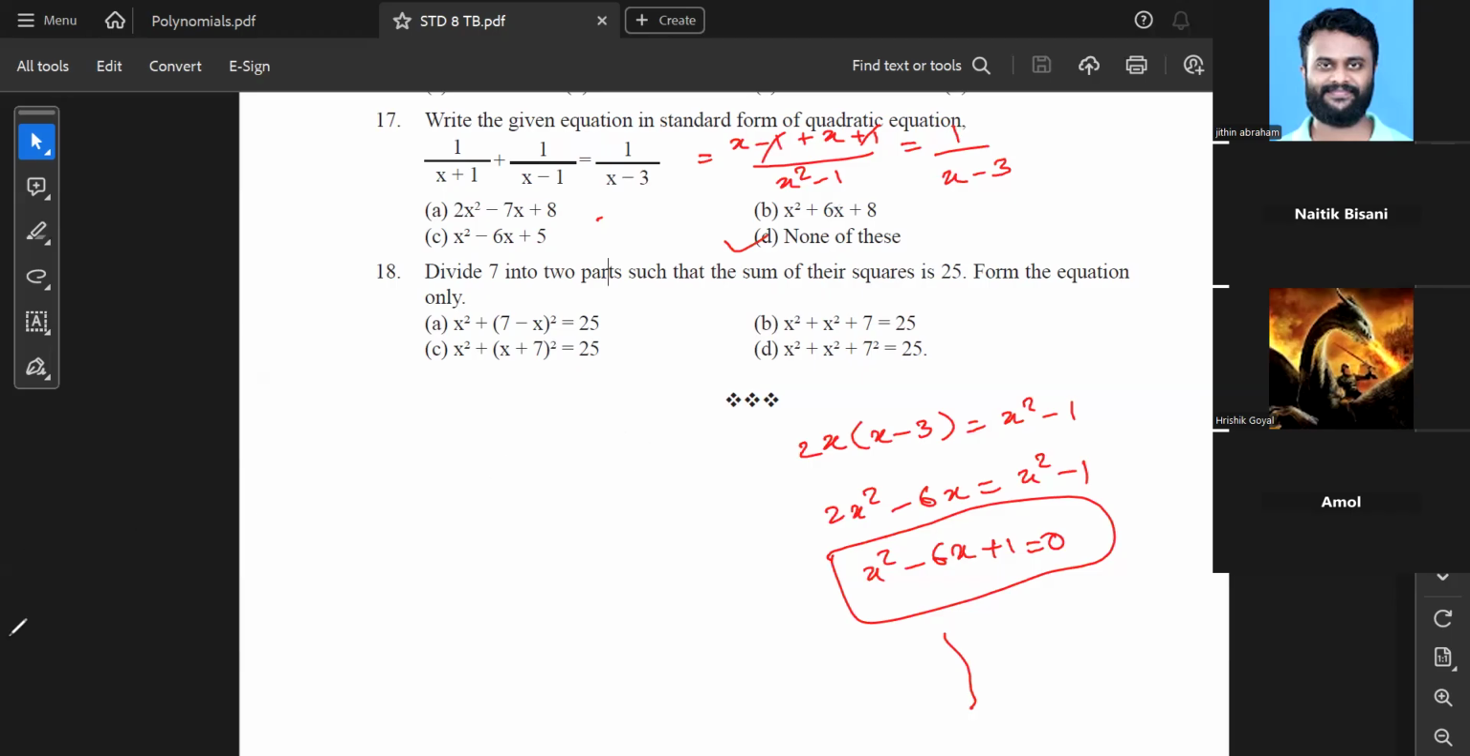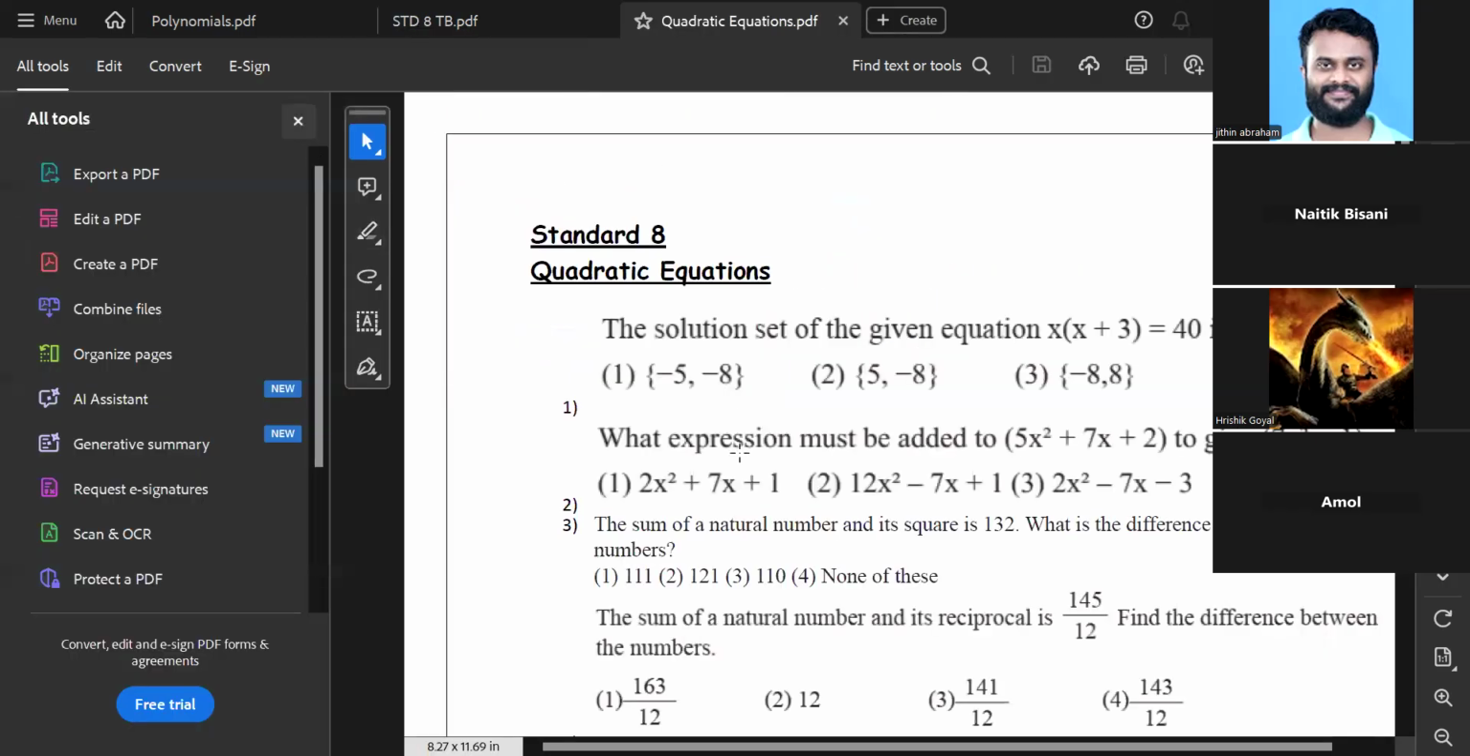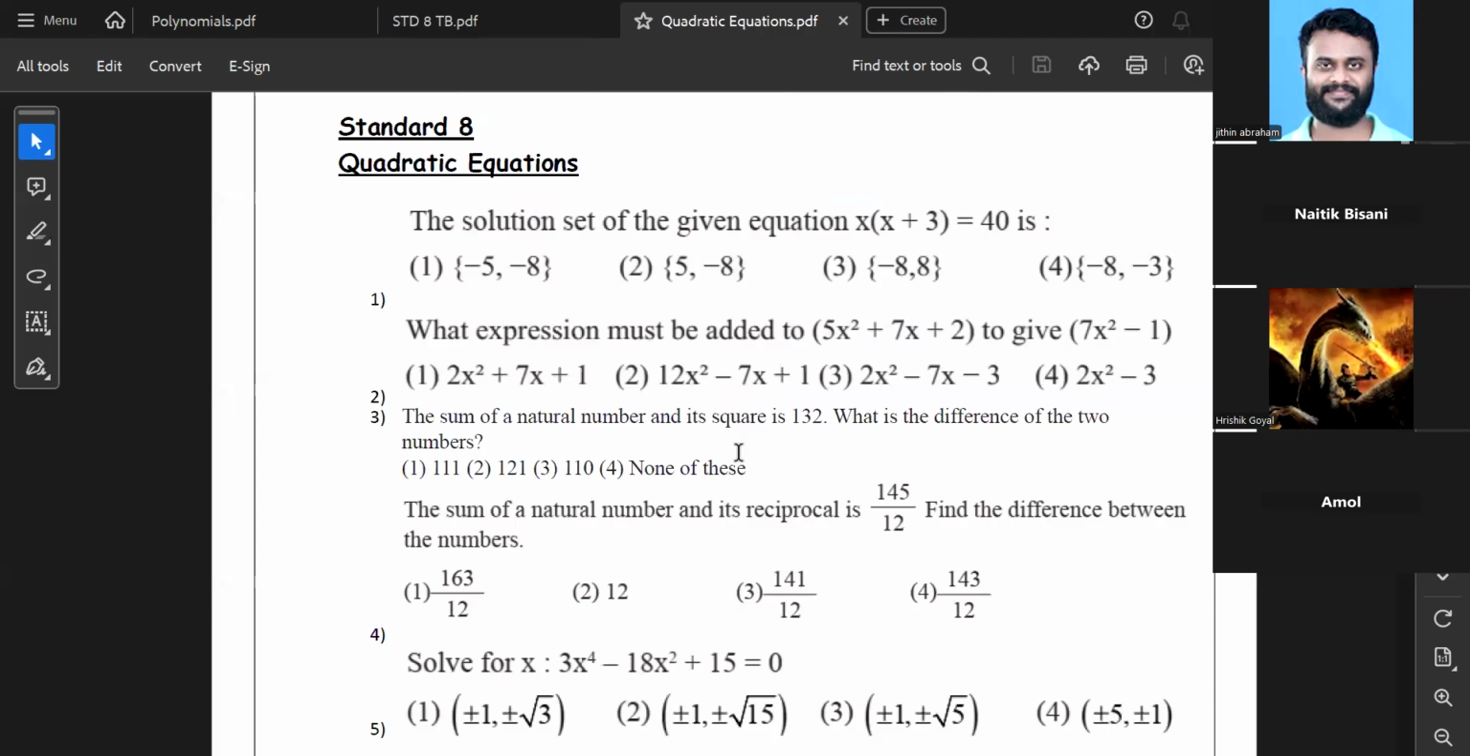Okay. So we are done with this polynomial. Just, sorry, not polynomial, quadratic explanation, we are done with. Just give me a moment. Let me just check. Let me open the quadratic equation worksheet. Here it is. Can you see the worksheet for quadratic equation? Can you see the worksheet for quadratic equation?